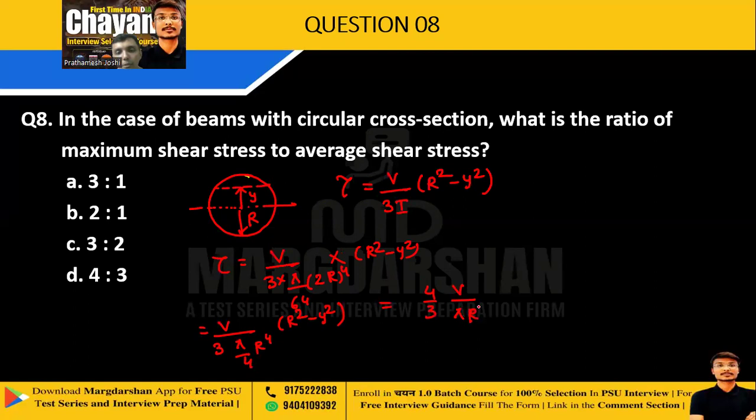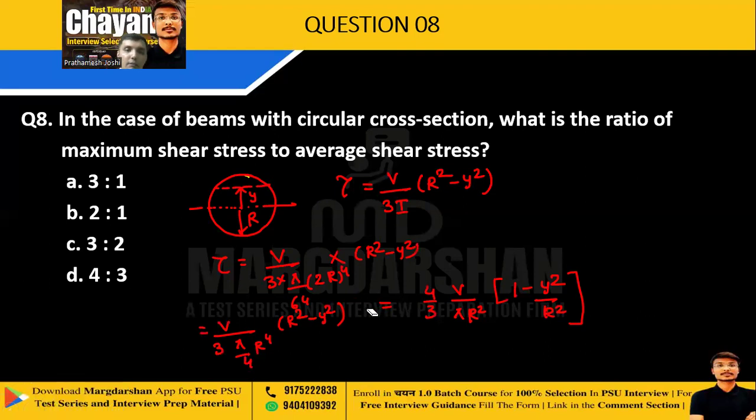We will just keep R square over here and we will move R square inside. So this should be 1 minus Y square upon R square. So this is tau at any section.